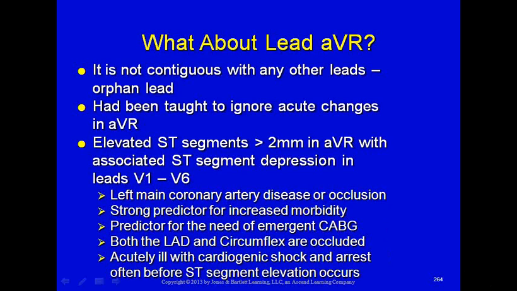And so these patients are acutely ill. They're often in cardiogenic shock. They often go into cardiac arrest, often before the ST segment elevation occurs. But if you do see elevated ST segments of more than 2 millimeters in AVR with those depressed ST segments in V1 through V6, this is evidence of a significant myocardial infarction that we call the widowmaker. And only about 6% of the people survive this.